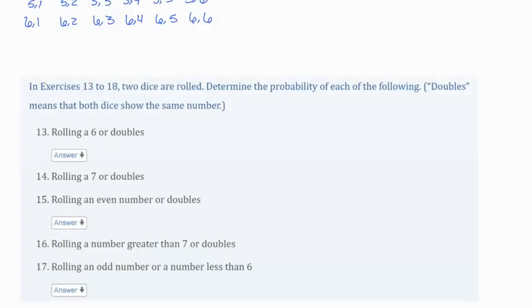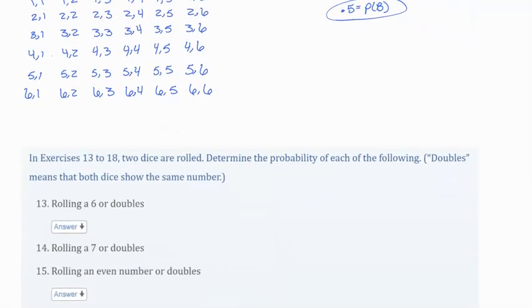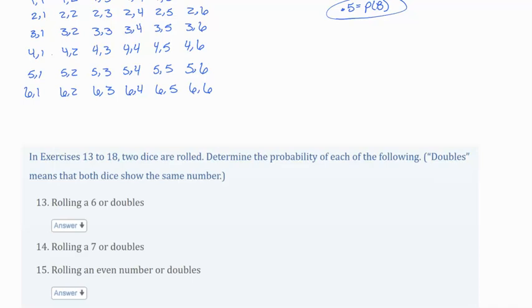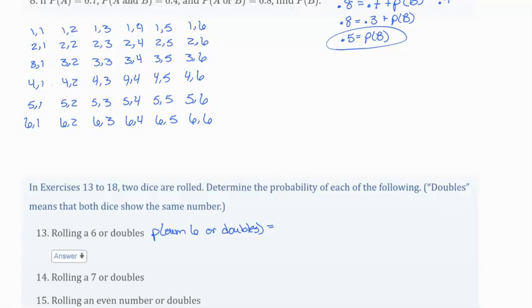Let's do a couple more. So in this set of exercises, 2 dice are rolled, and we want to find the probability of each of these. Let's say we want to find the probability of a 6 or doubles. And that's talking about the sum again. So the probability that we're going to roll a 6, if we go back to our sample set here, there's 1, 2, 3, 4, 5 ways that could happen.